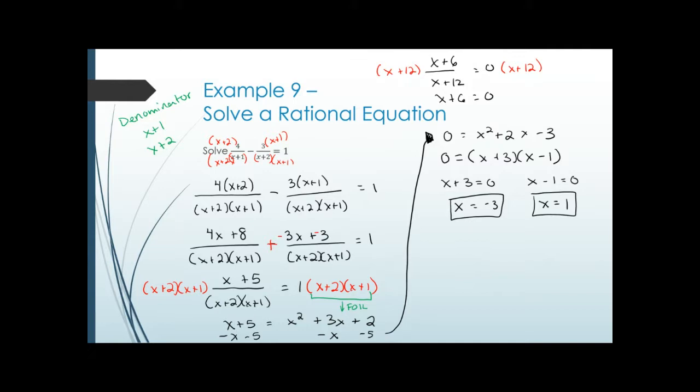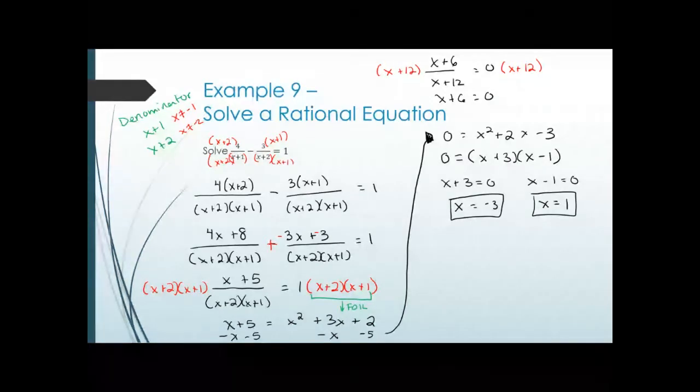Any number that makes a denominator 0 is not correct. Yes, and it's generally the number that's the opposite of the sign here. One of the denominators was x plus 1, so that means x can't be negative 1. And we got x plus 2, so x can't be negative 2. As long as you don't get those two numbers, anything you get will work. Any other questions? Good.